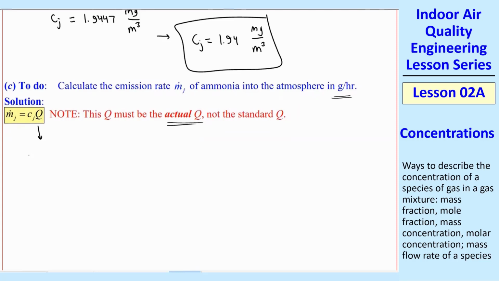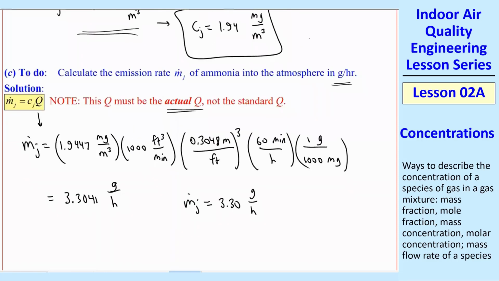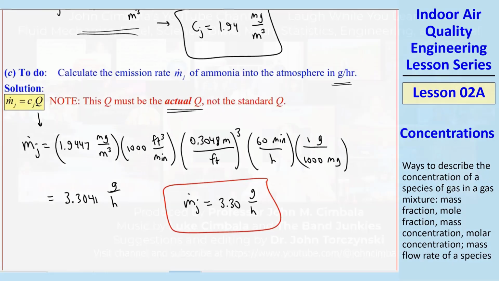So this becomes m dot j equals 1.9447 milligram per meter cubed. Notice I'm using a lot of extra digits here just so I don't have round off error, times the given 1000 ACFM, actual CFM. And then the rest is all going to be unit conversions. 0.3048 meters per foot cubed, and then 60 minutes per hour. Gram is 1,000 milligrams, and we get our final result, which is 3.30 grams per hour.